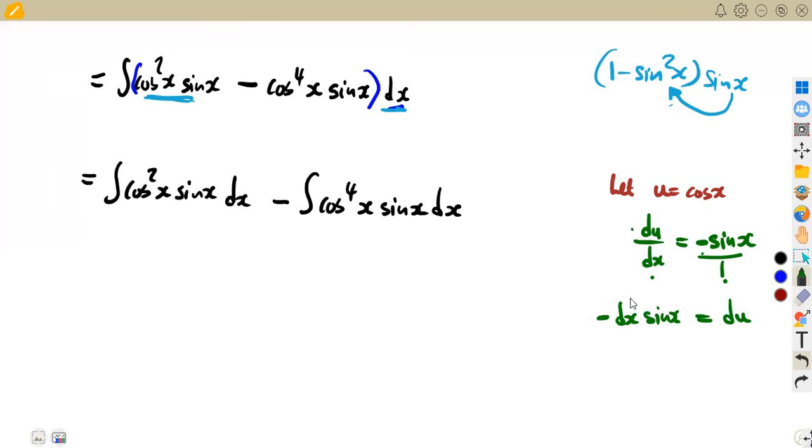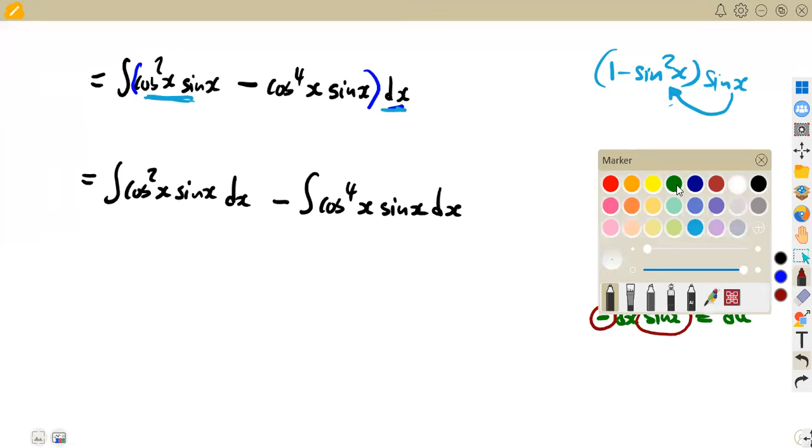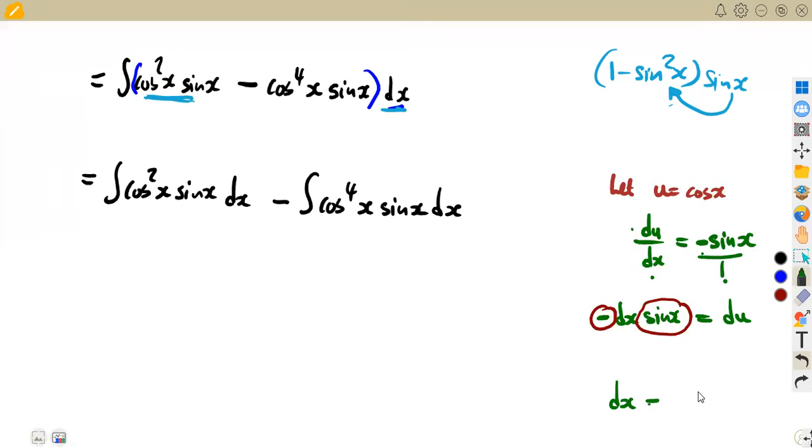We want to find dx. So what is affecting dx is this negative and this sine of x. So we're going to divide by that. That means our dx is going to be du over negative sine x. But knowing that if a negative is in the denominator like this, it is the same as being in the numerator. It's one and the same thing. So here there is sine x, and there is sine x.